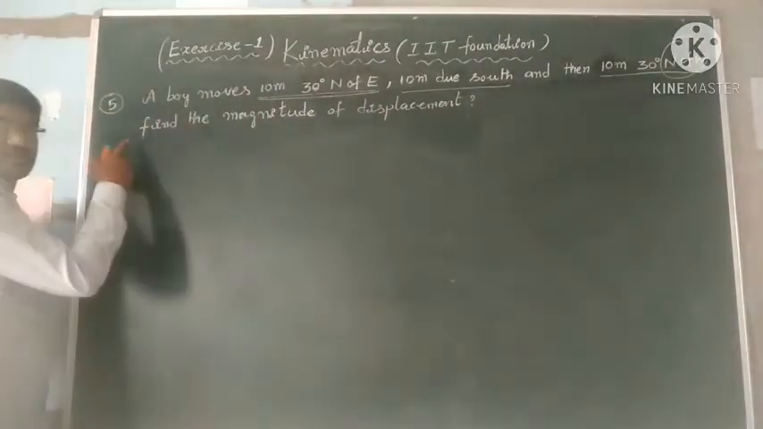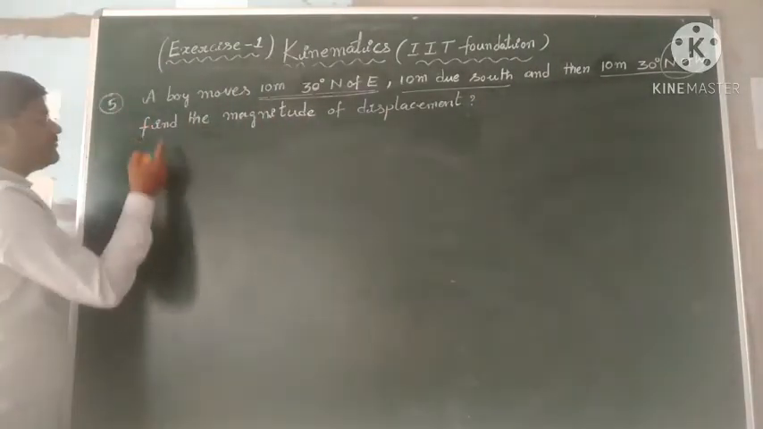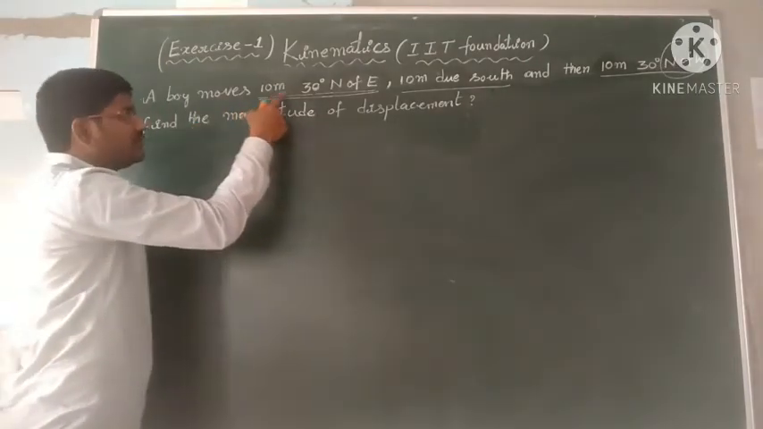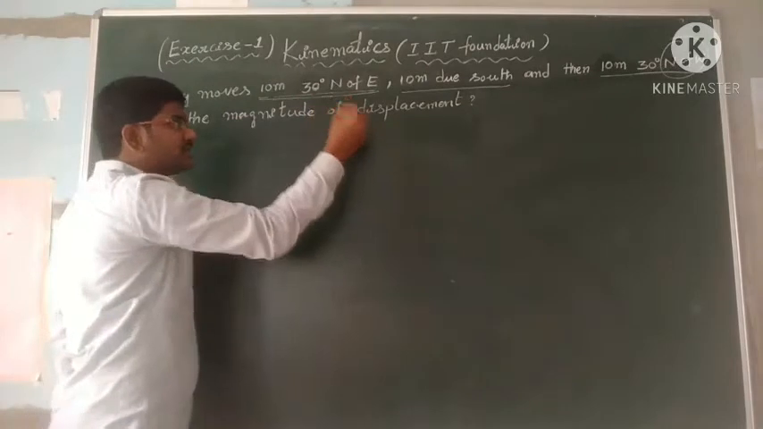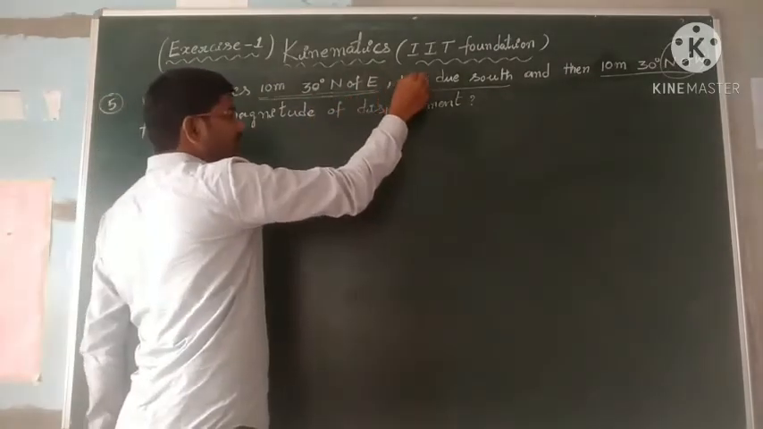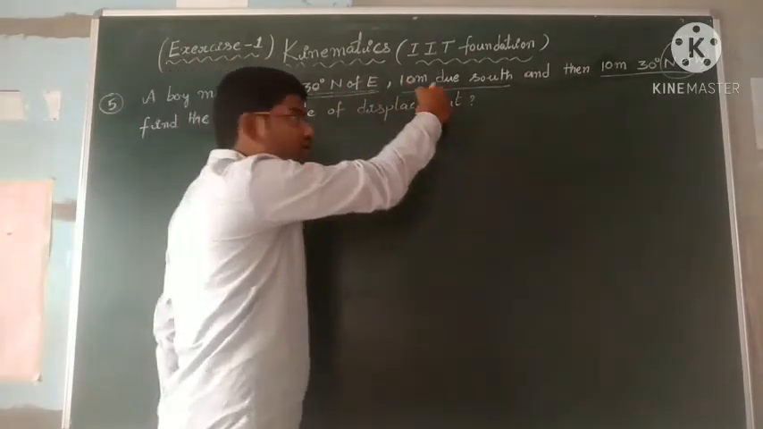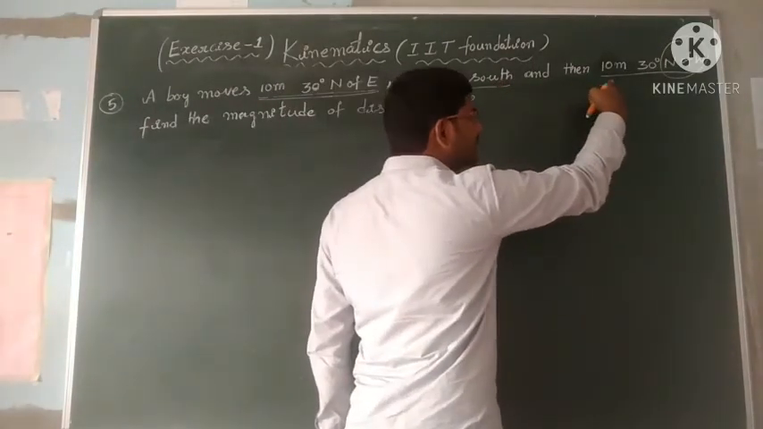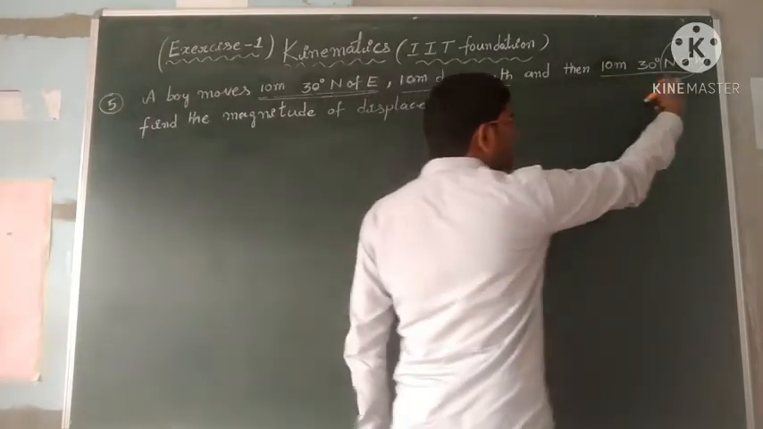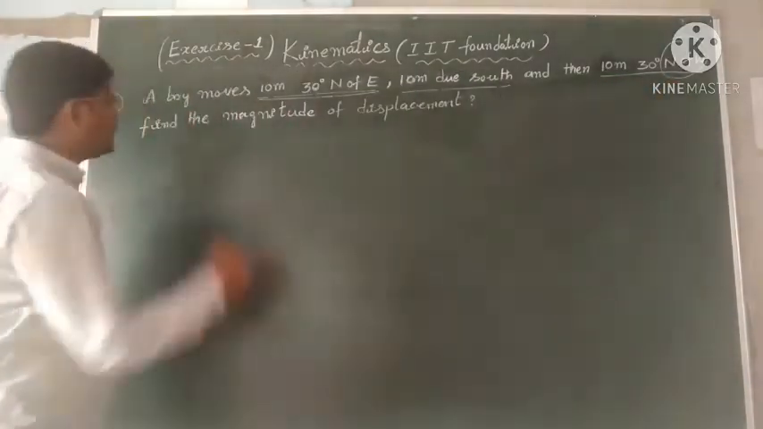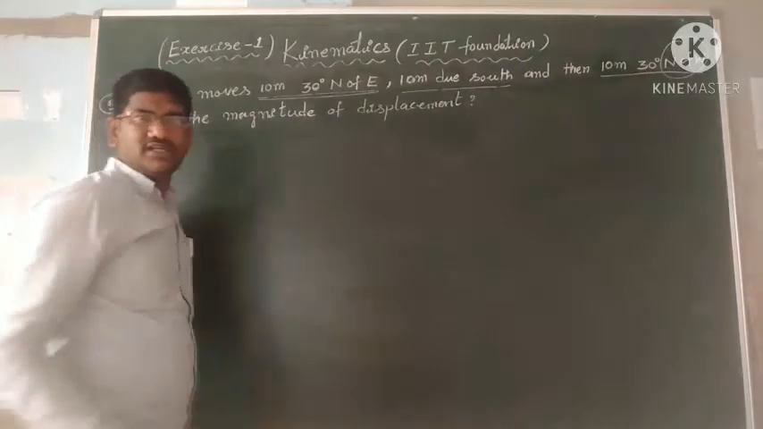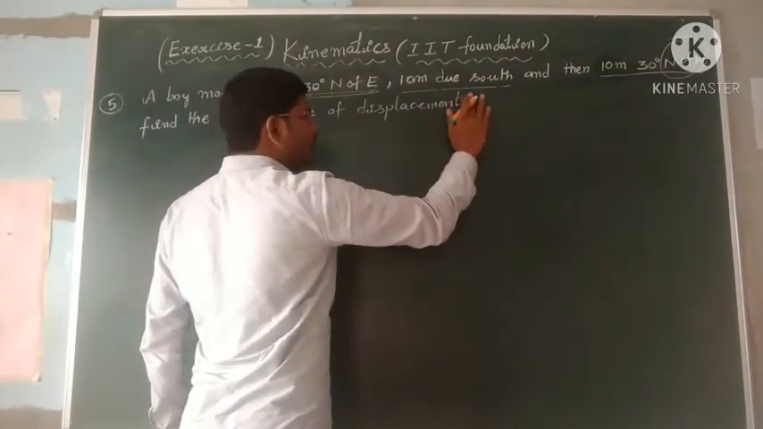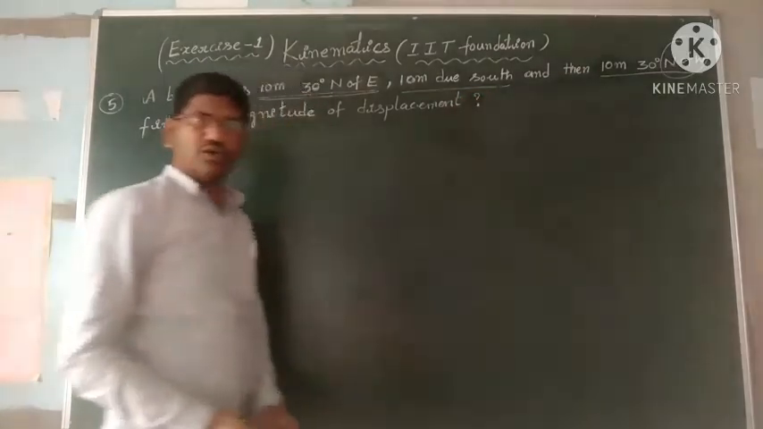Okay students, see problem number 5. A boy moves 10 meters, 30 degrees north of east, and 10 meters due south, and next 10 meters 30 degrees north of west. Find the magnitude of displacement. This is the question mark. So now we have to find the magnitude of displacement.